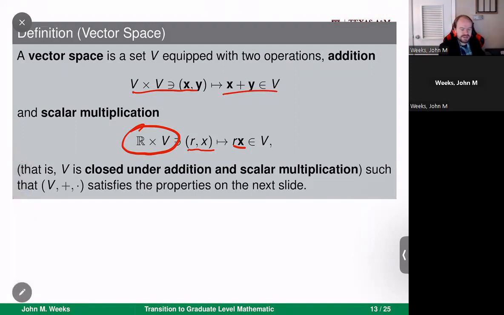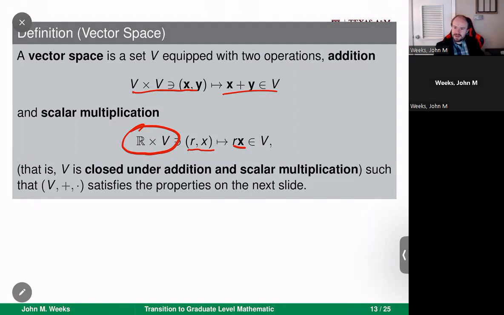Now, we're going to say that V is closed under addition and scalar multiplication, meaning that these functions that we're defining are indeed well defined from these respective sets, from the sets V cross V to V, as well as from R cross V to V.